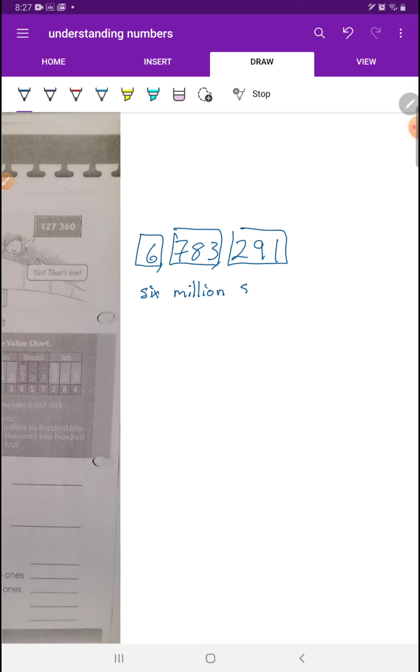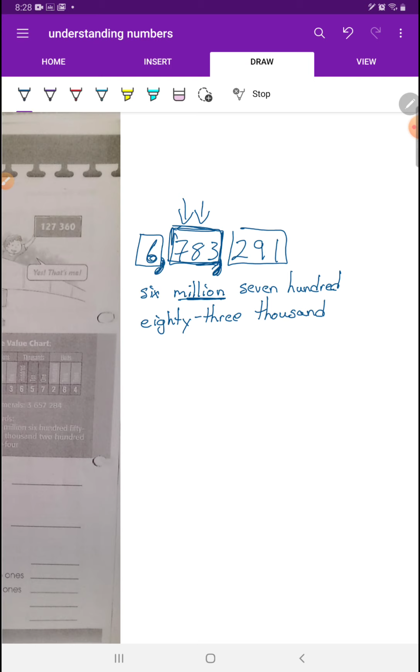Then you go 783, because that's what this is. This is 783. You can look at that and you can see it's 783. That's really simple to see. The stuff I have in the box, that's 783. And then you add the word 1,000, because that's what this comma means. This comma means 1,000. So you've got 6, and then you have a comma, and that comma means million. So that comma is our million comma. Then you got 783, and you got another comma. That comma is our 1,000 comma.